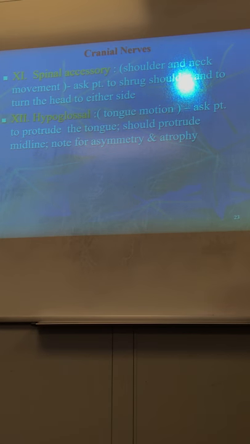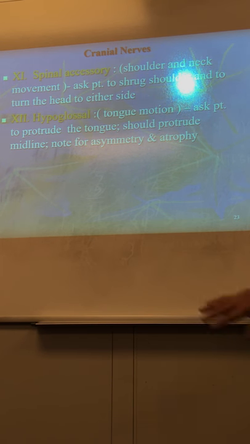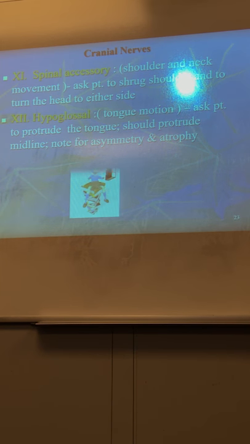So you tell them to take out the tongue, move it upwards, downwards, to the side, any movement. If there's no paralysis, then the 12th cranial nerve is normal. Okay, so those are the cranial nerves.